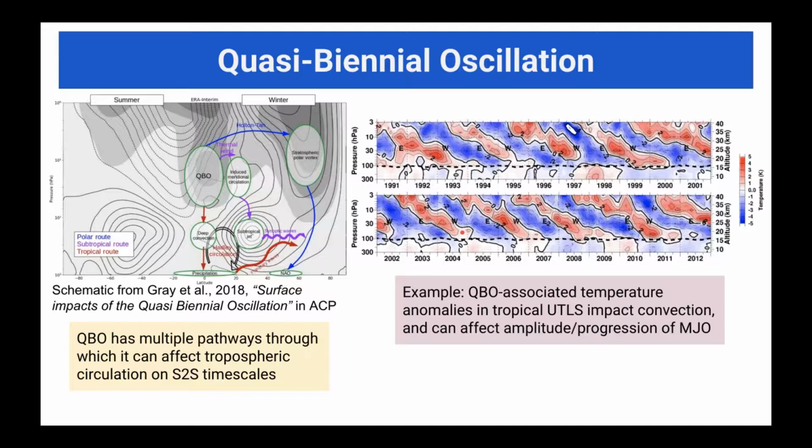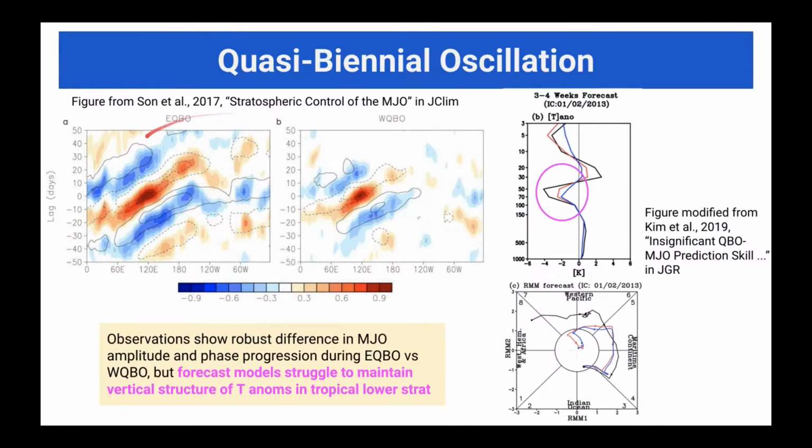Now switching to focus on the stratospheric QBO, studies based on observations and reanalysis have shown that there are several pathways through which the QBO can affect the troposphere, particularly on subseasonal to seasonal timescales. So this schematic on the left is from a 2018 paper by Leslie Gray in ACP.